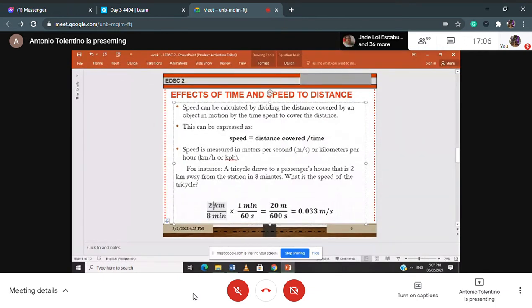0.0041, sir. Meter per second or kilometer per hour? Kilometer per hour. Okay, then convert it. Change it to meter per second. Remember, the time is only in minutes. So convert it to meter per second.